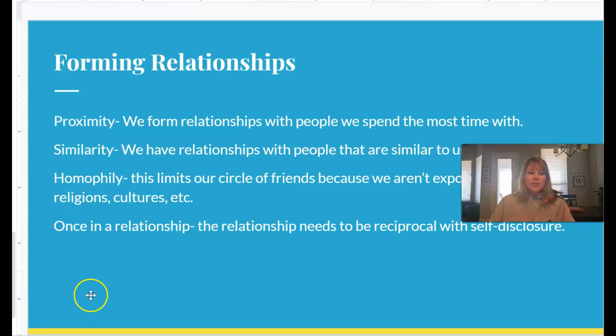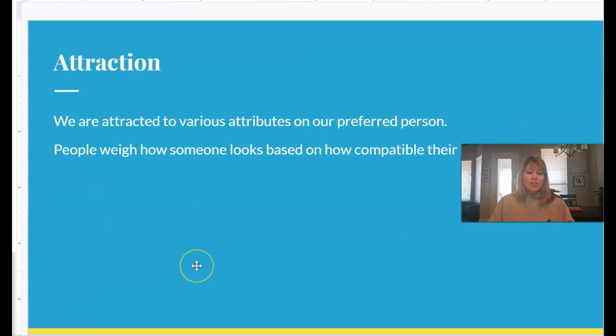Forming relationships. Proximity, we form relationships with people that we spend a lot of time with. Similarity, we have similar beliefs. And I'll let y'all read that. Attraction, we are attracted to various attributes in our preferred person. People weigh how someone looks based on how compatible their looks are.